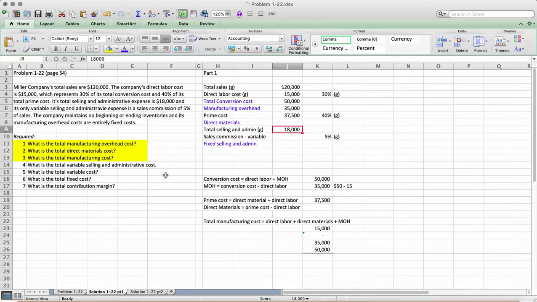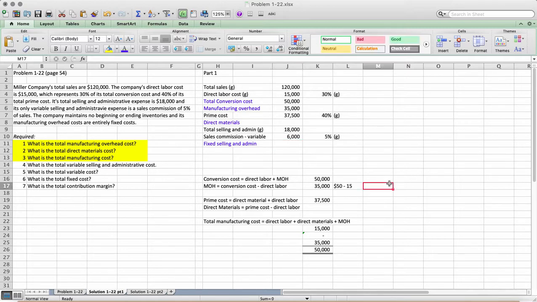So it says here that this variable selling and administrative expense is 5% of sales. So here we're going to take the 120, which is total sales, and now we're going to multiply it by 5%. So now we know what our total variable selling and administrative is, which represents our sales commission. And we finish it off by saying there's no beginning or ending inventory. Okay, so let's finish this up.